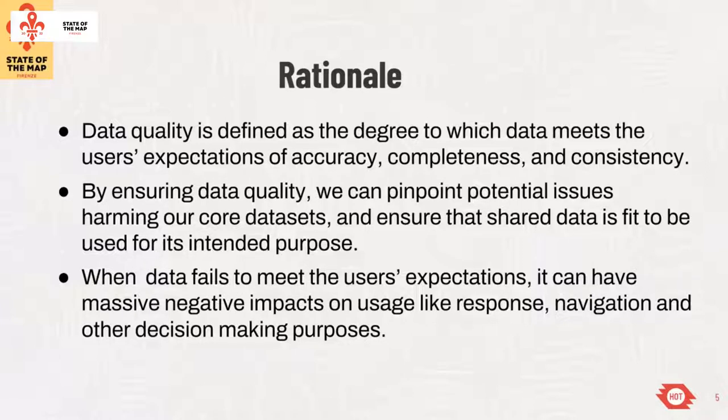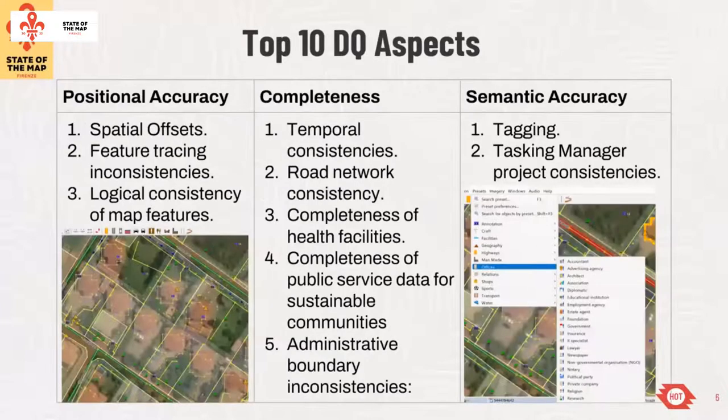So here are our top 10 data quality aspects that have been categorized into three main categories that include positional accuracy, completeness, and semantic accuracy. Under positional accuracy, we have spatial offsets, mainly coming from the misalignment of the satellite images. We have feature tracing inconsistencies and logical inconsistencies.